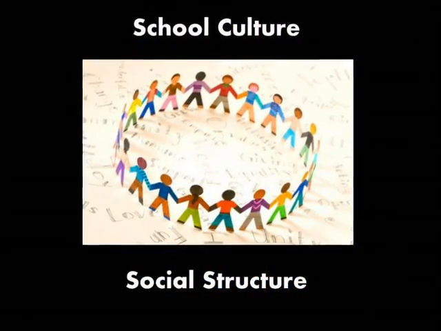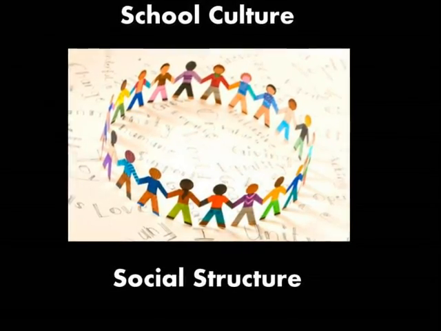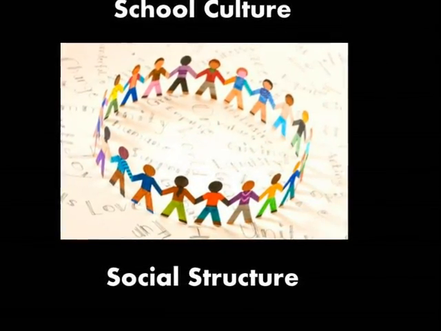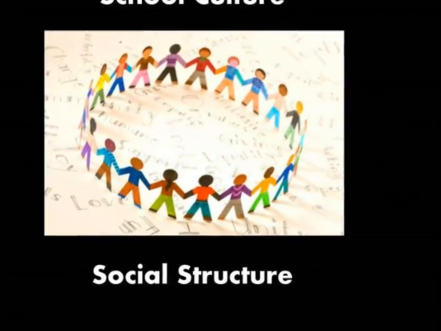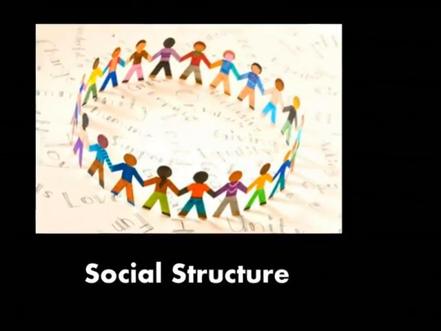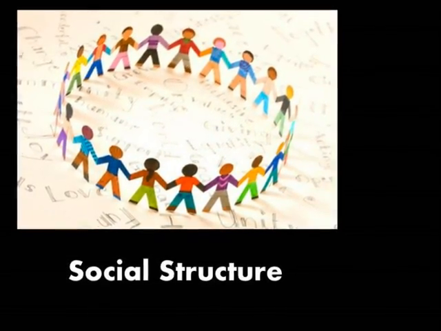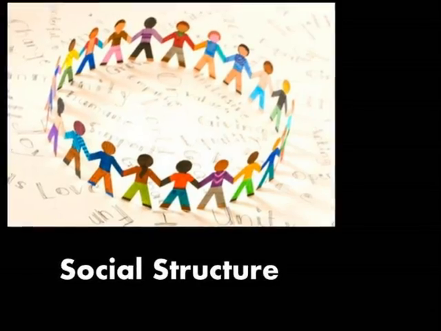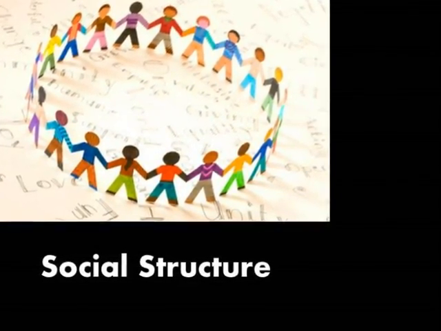Another dimension to Banks' view of multicultural education is school culture and social structure. Banks and Banks describe the school culture and social structure as powerful determinants of how students learn to perceive themselves. These factors influence the social interactions that take place between students and teachers and among students, both inside and outside the classroom.